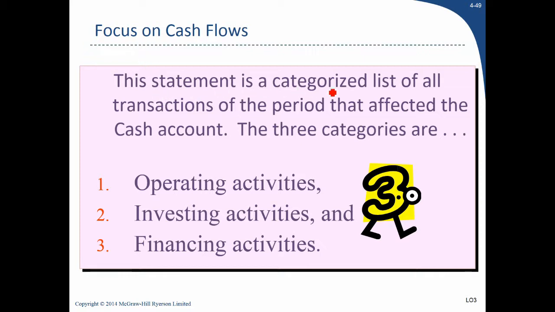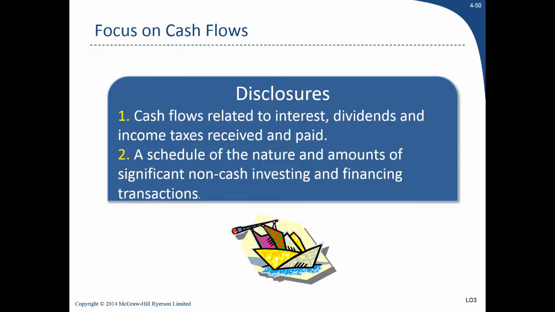Okay, so the statement of cash flows is a categorized list of all transactions in the period that affected the cash account, and there are 3 categories. Operating, that's our day-to-day. That's us selling phones. That's us buying the supplies to build the phones. That's us paying our employees to build the phones. Investing activities, that's us buying new equipment. Financing activities, that's us taking on bank debt and paying shareholders dividends. Okay, but there's going to be a whole lecture on the statement of cash flows.